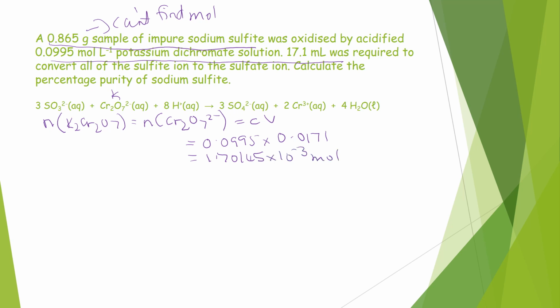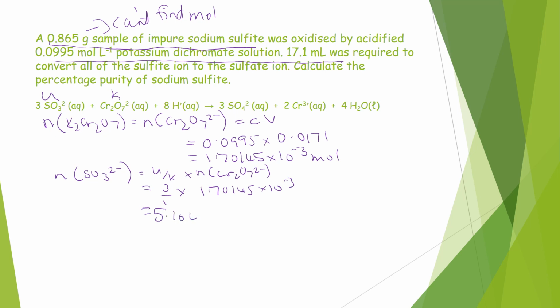Now we need to find the number of moles of our unknown, which is the sulfites. So the number of moles of the sulfites is equal to unknown over known times the number of moles of the dichromate. In this case, it'll be 3 over 1 times 1.70145 × 10^-3, and this comes out to 5.10435 × 10^-3 moles. So the number of moles of sodium sulfite will be the same. And please make the statement so that your marker is your friend.